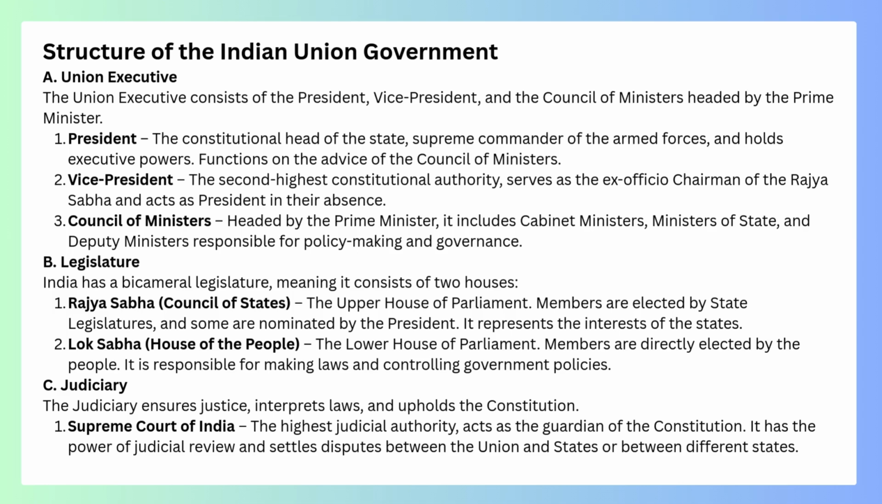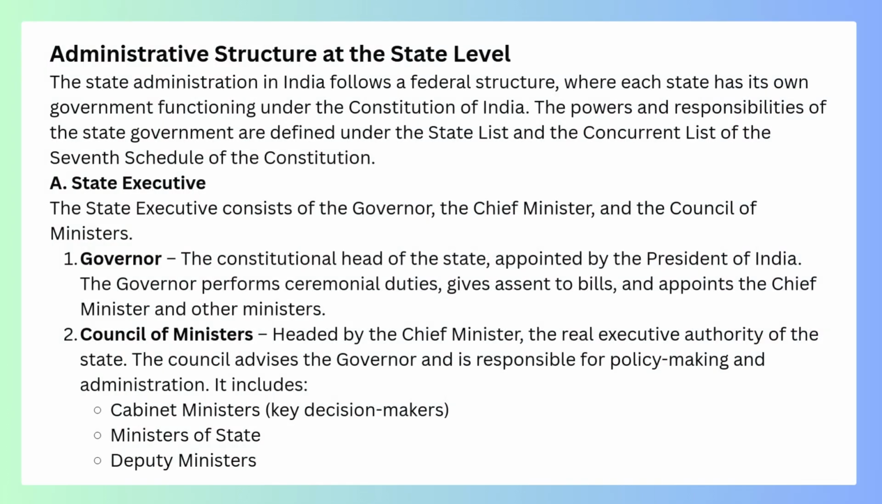It has the power of judicial review and settles disputes between the union and states or between different states. Administrative structure at the state level. The state administration in India follows a federal structure, where each state has its own government functioning under the Constitution of India. The powers and responsibilities of the state government are defined under the state list and the concurrent list of the 7th schedule of the Constitution.